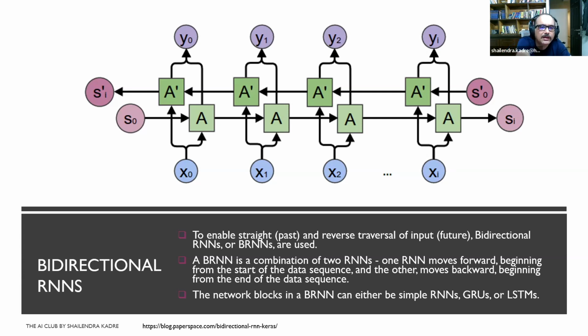One network is feeding from S0 to Si, and the other is feeding in reverse. Both features are being fed to both: X0 is being fed to both, X1 being fed to both, X2 being fed to both. Like that, both start to finish and finish to start processing is happening at the same time. Why do we do that? Because to interpret initial words, sometimes we need to know future words also. Otherwise, we will not be able to interpret, because language is a very complex phenomenon.